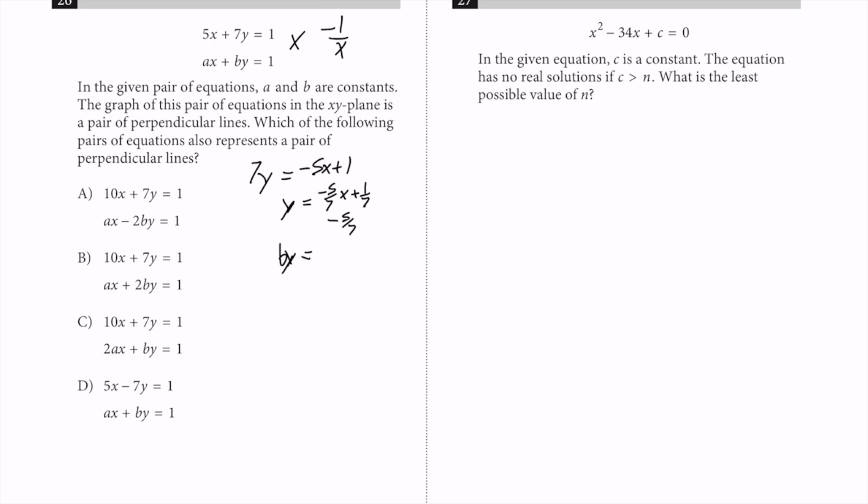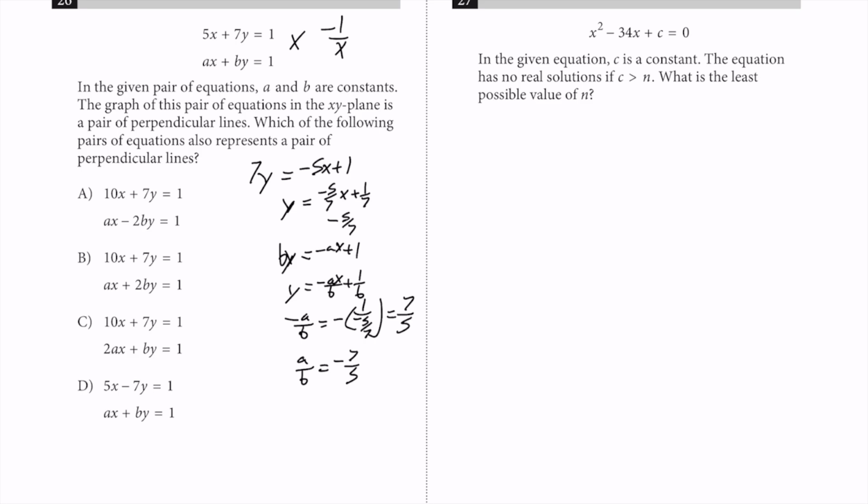By equals -ax plus 1, y equals -ax over b plus 1 over b. So here, -a over b must be equal to -1 over -5 over 7, which is equal to 7 over 5. The negatives cancel, and then you flip the fraction. So a over b is equal to -7 over 5.